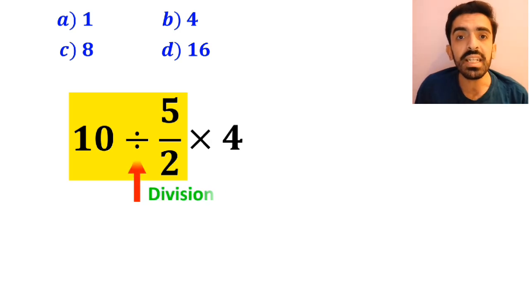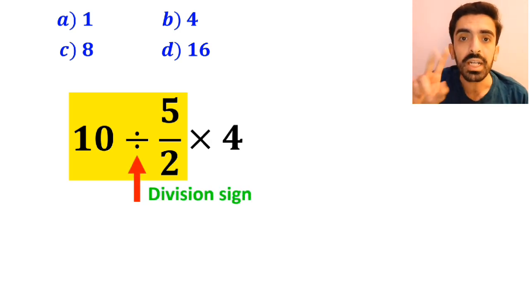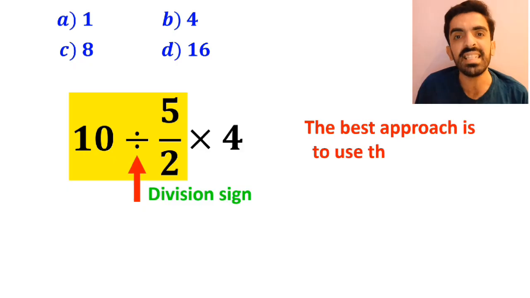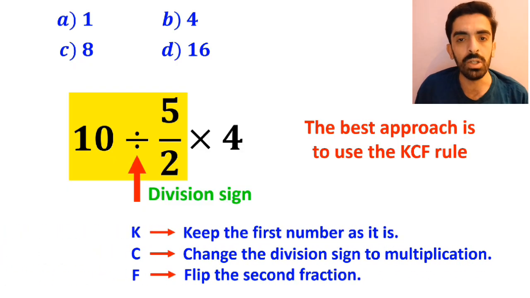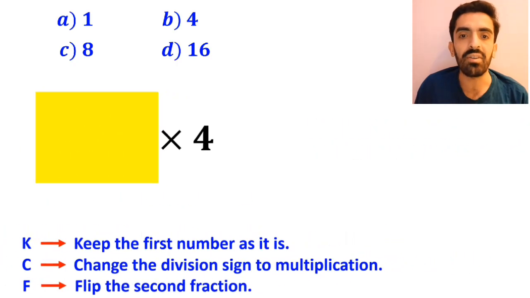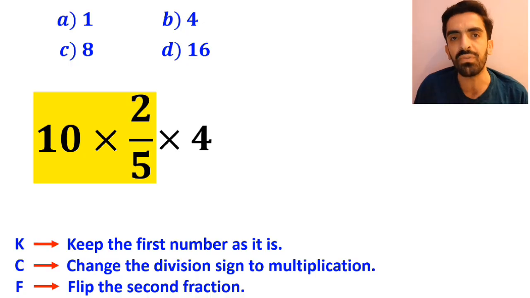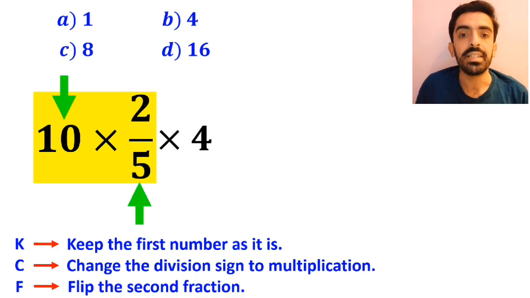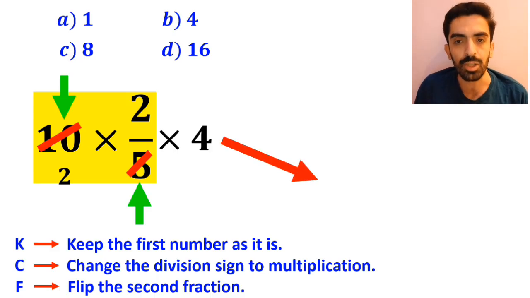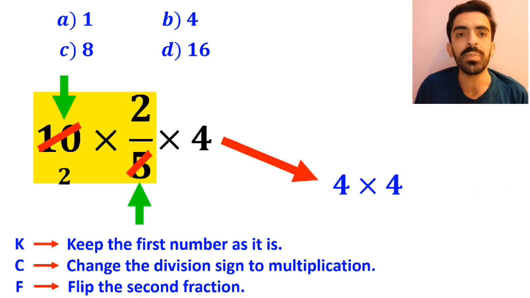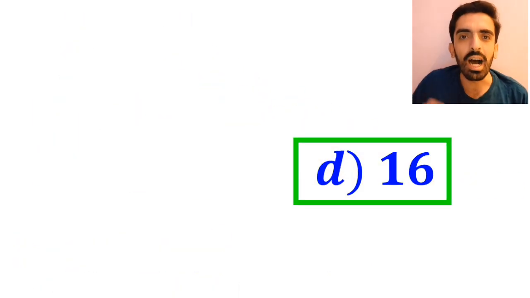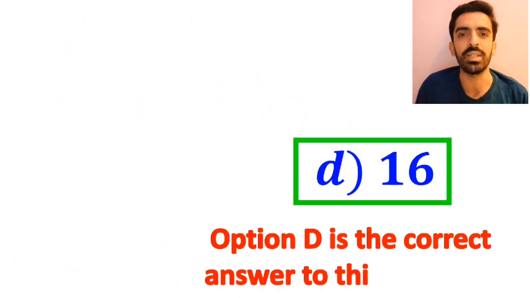Okay, whenever we see a division sign between two terms, the best approach is to use the KCF rule. So, we remove the highlighted part and replace it with 10 times 2/5. Alright, as you can see on the screen, the number 10 simplifies with the 5 in the denominator, and instead of this expression, we can write 4 multiplied by 4, which ultimately gives us the answer 16. Therefore, option D is the correct answer to this question.